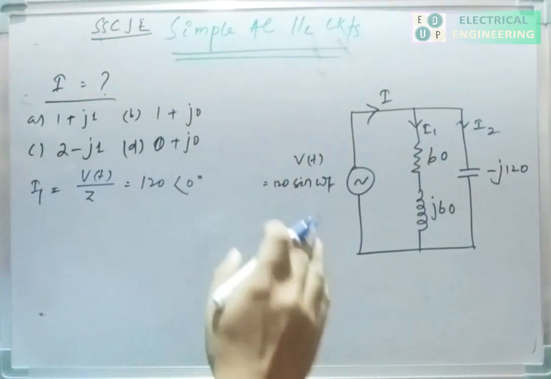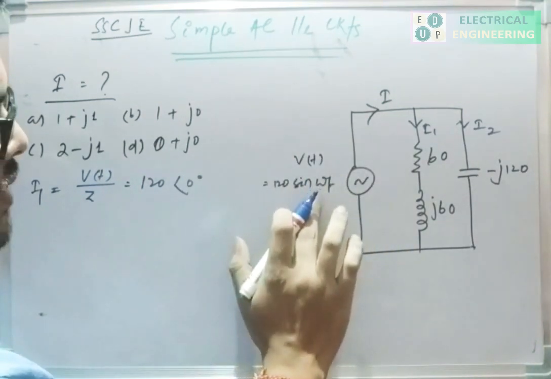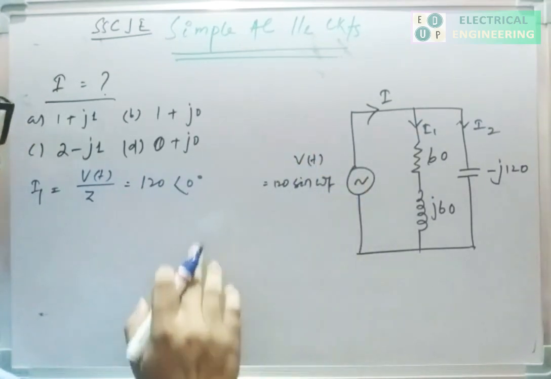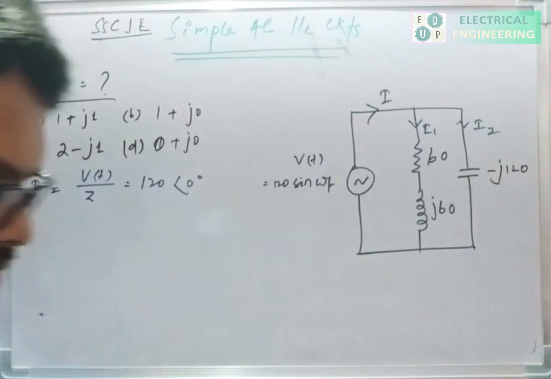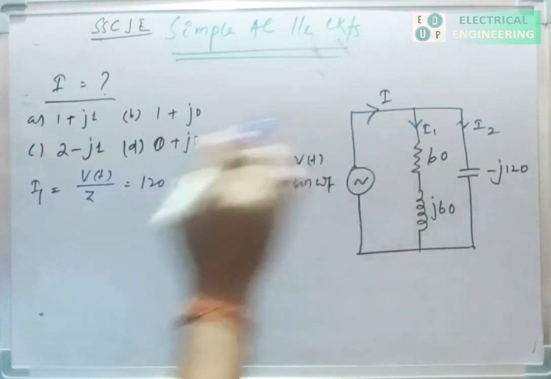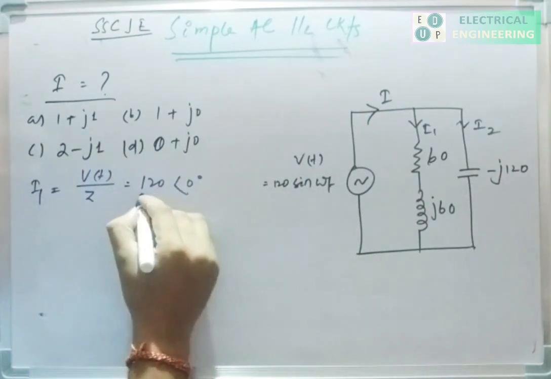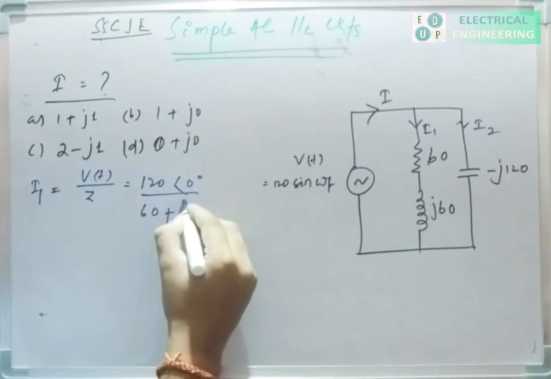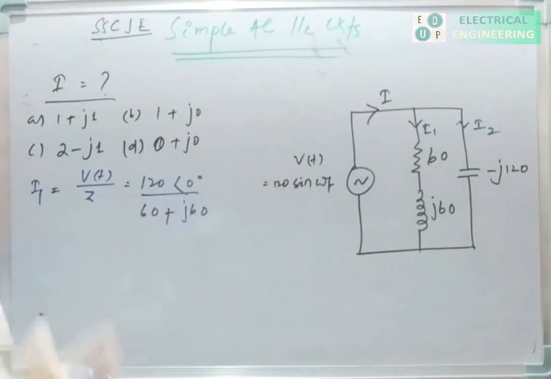We are taking it as a reference value, and you can also see that it is omega t minus 0, only omega t is there. There is no phase difference, so we can take omega t as the reference, with 0 degree. So I1 is Vt divided by Z. Vt is 120 angle 0 divided by Z, which is nothing but 60 plus j60. It is in complex form, but we can convert it into polar form very easily.